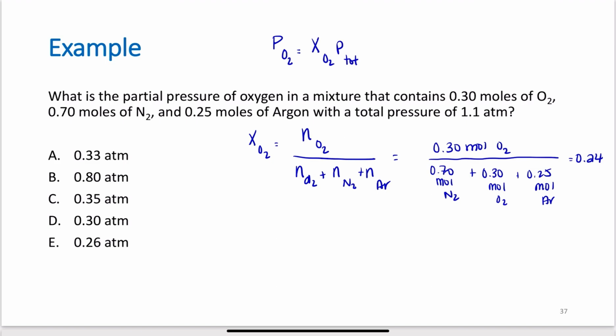Now I plug it into my equation. Pressure of O2 is equal to 0.24. Basically, 24% of the sample is due to oxygen. The total pressure of the system is 1.1 atmosphere. So I get out 0.26 atmospheres just due to the oxygen. Most students don't have a hard time with partial pressures once they can remember how to calculate mole fraction. But again, mole fraction is just figuring out what percentage of the sample is actually due to that species.